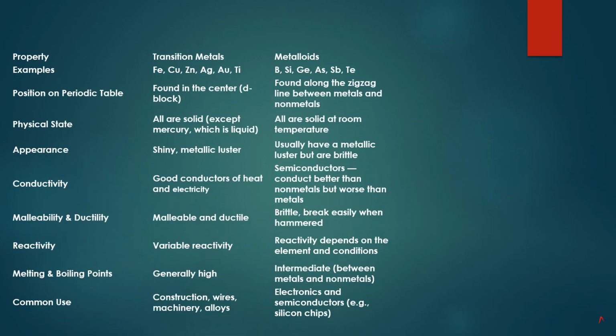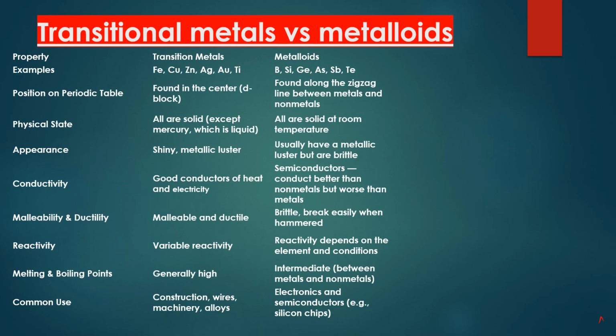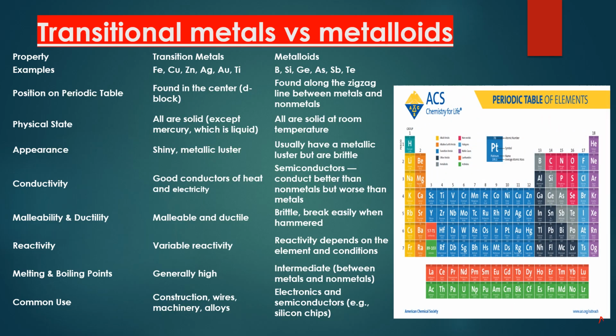I'm Yusuf, and we're going to talk about transitional metals versus metalloids. Okay, we know that transitional metals are metals that are shiny, metallic, and have luster, and their physical state is solid. They are good conductors of electricity and heat. They are known to be very reactive, and the boiling points are high.